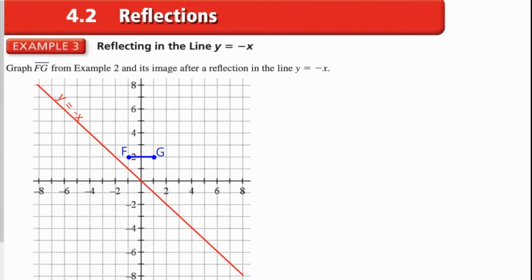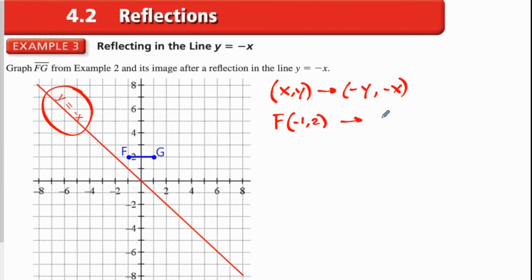So in this next example, we see we've got the line y equals negative x. This is one of our 4 rules. This one says that x, y becomes negative y, negative x. We're going to switch the coordinates and change the signs. So we see that point F has the coordinates -1, 2, and that means that F prime will have the coordinates negative 2, 1. So notice that we switched 2 to the x and changed its sign to negative 2, and that we switched negative 1 to the y and changed its sign to positive 1. So we have that switch and changing of both signs.